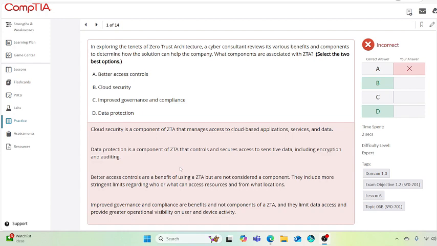Cloud security and data protection. Cloud security is a component of ZTA that manages access to cloud-based applications, services, and data. And data protection is a component of ZTA that controls and secures access to sensitive data, including the encryption and auditing.